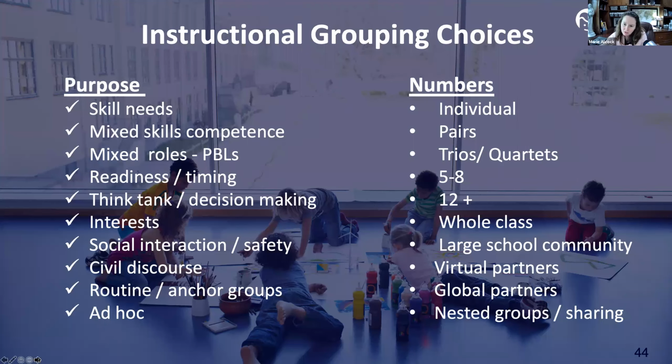But if I want a conversation and discourse coming, 5 or 8 is going to be ideal. If I want them to do something where they're doing short sharing, 12 and more, hey, that's perfect. Maybe I need a whole class or the whole large school community. What kind of space would I need for that?